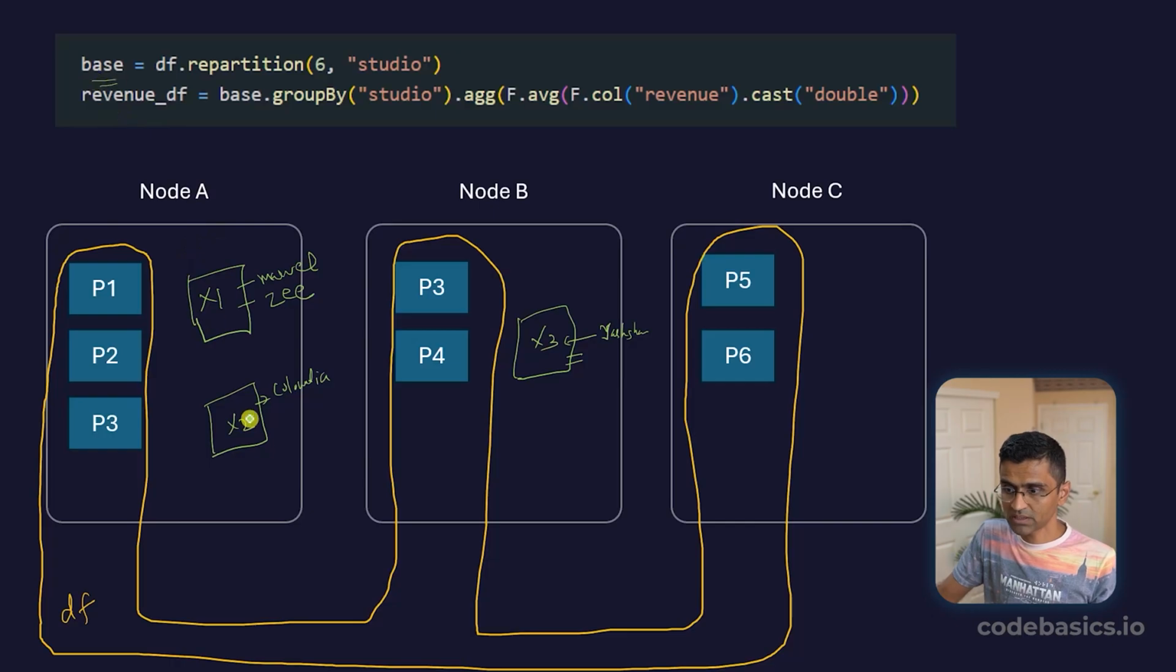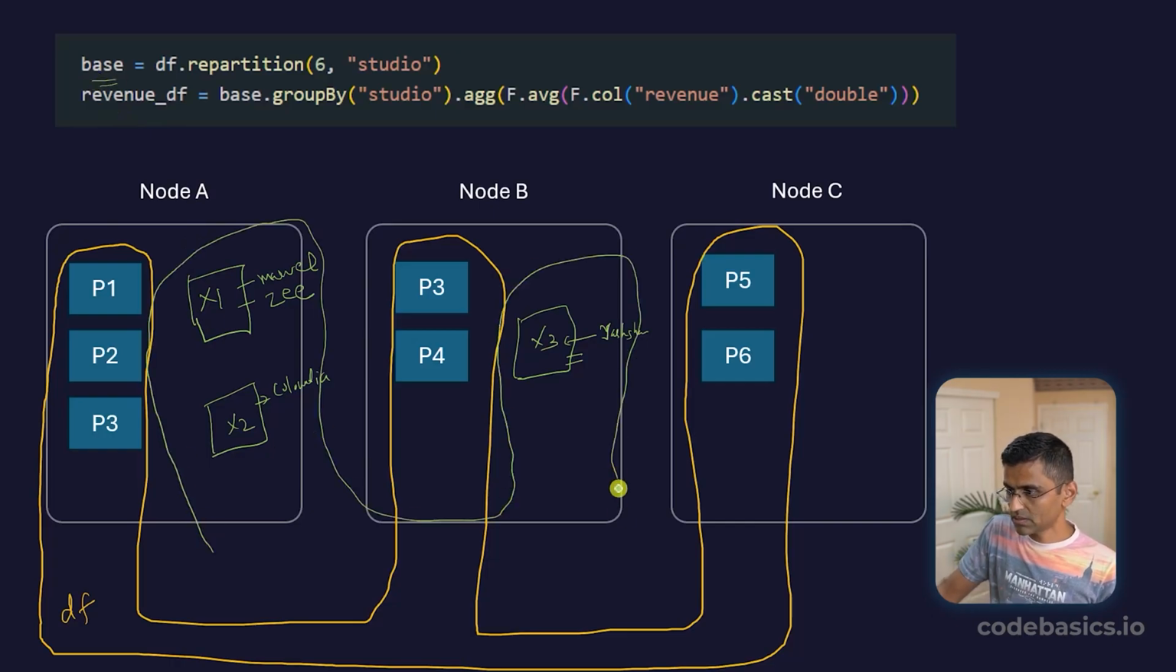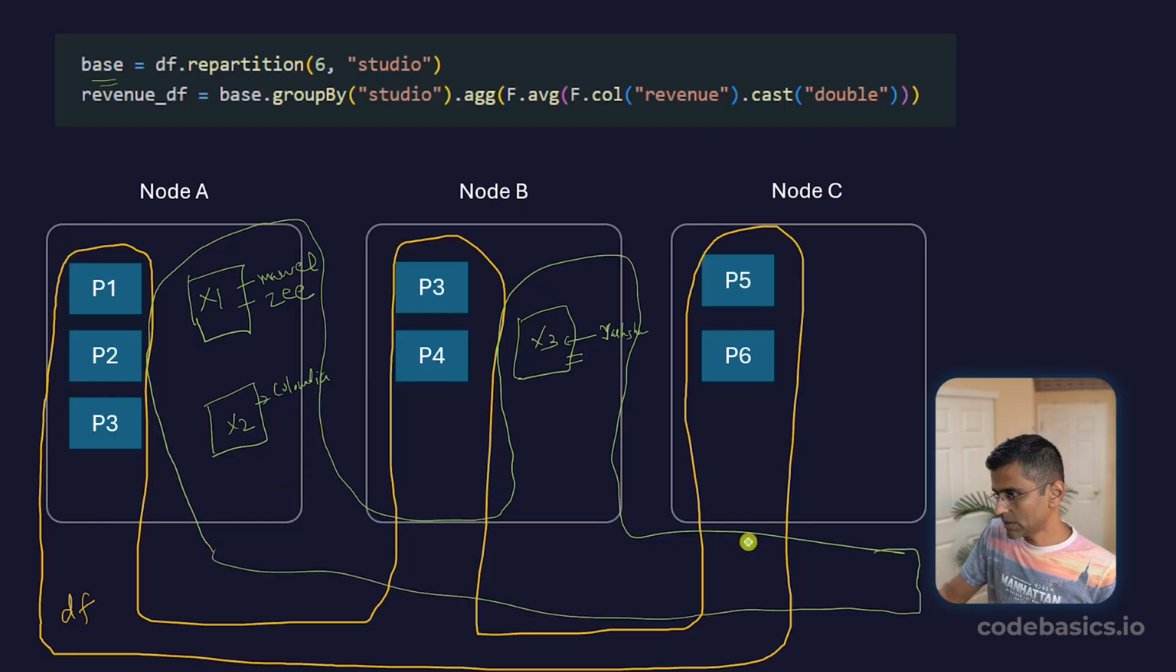So that is base, right? Let me just show you that. This data frame is your base. Base is just a name of a data frame, right? It can be anything, df1, df2, etc. So in Spark, data frames are immutable. Once you create it, you can't change it. You can only create a new one.